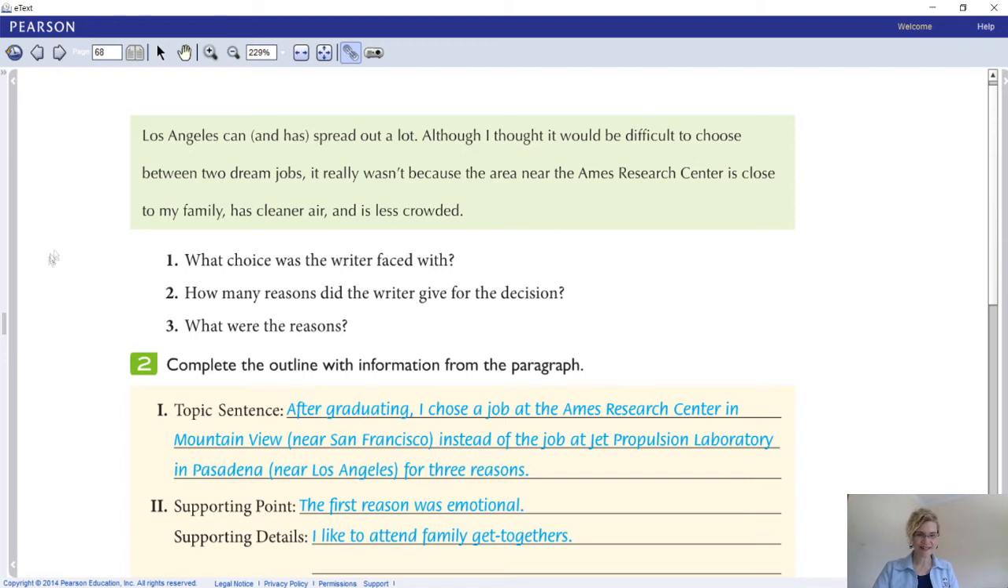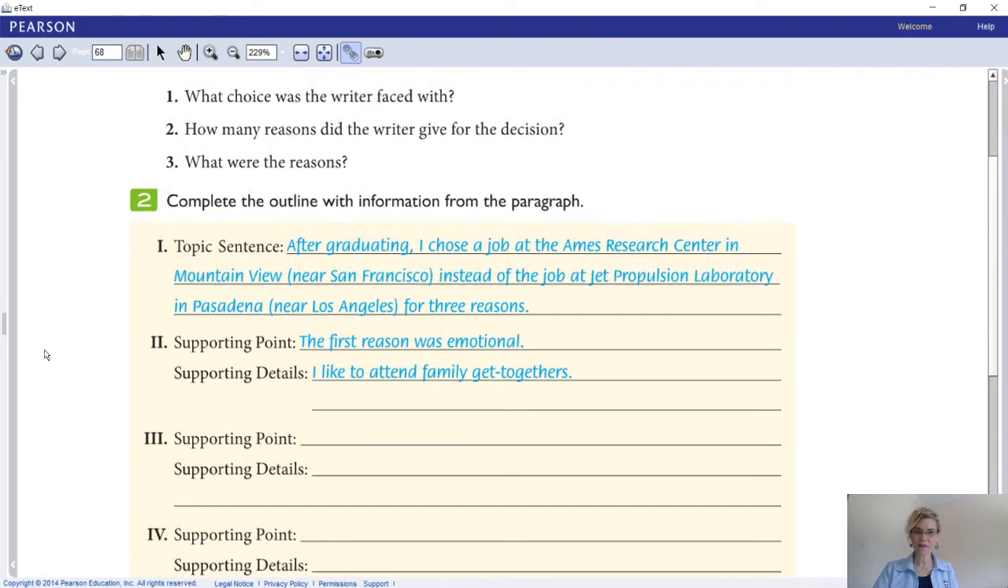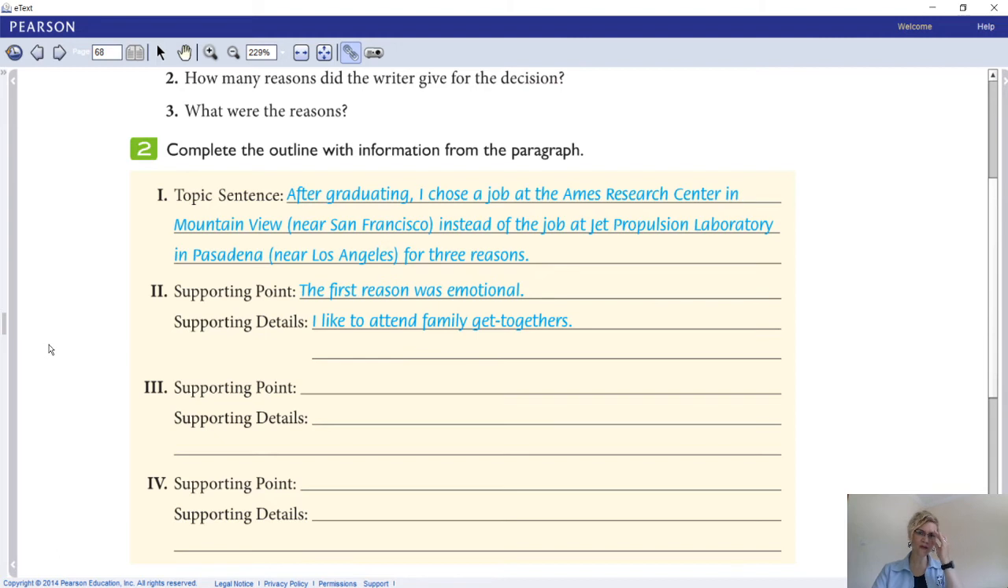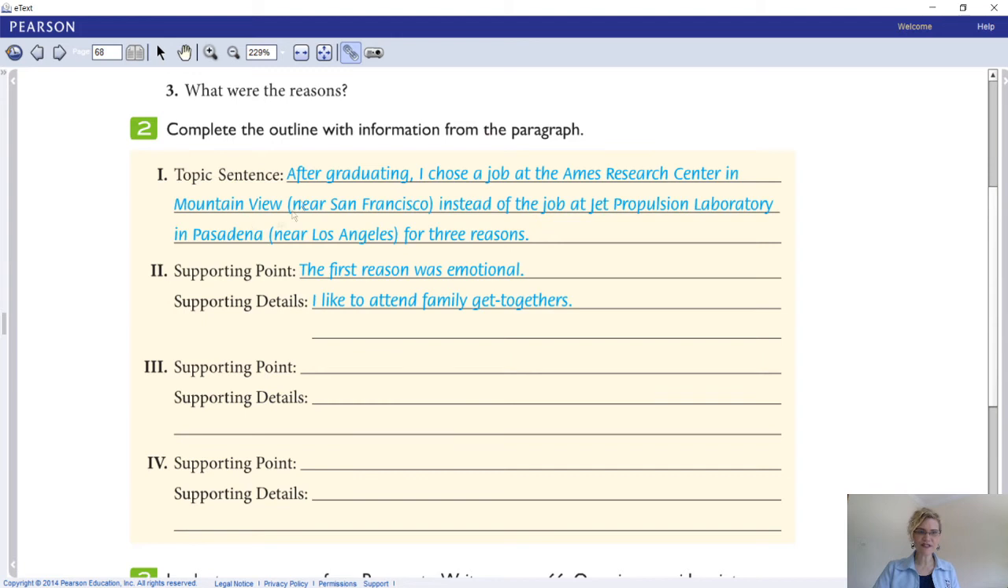Great. Complete the outline with information from the paragraph. Now we're going to practice outlining, okay? Because you got to do that for your journal as well. So this is the topic sentence.